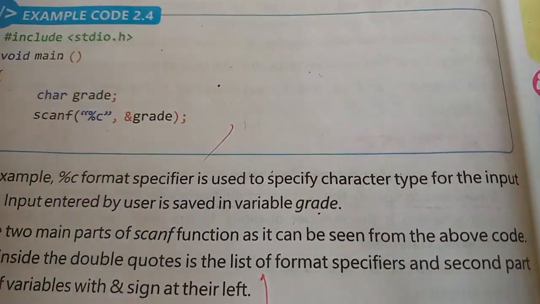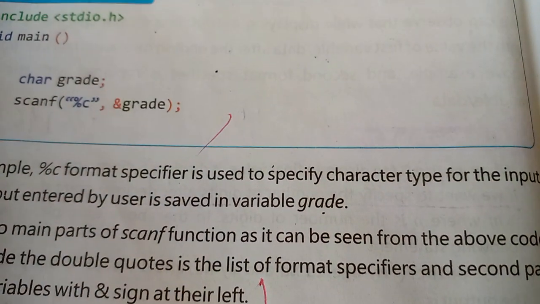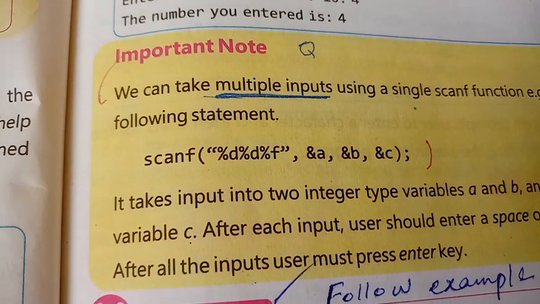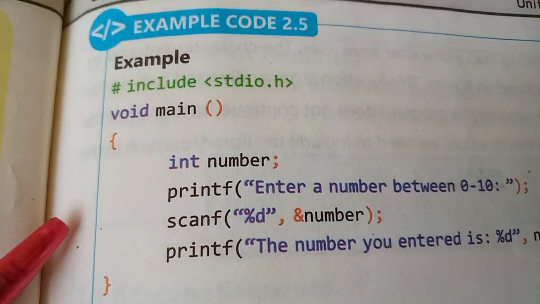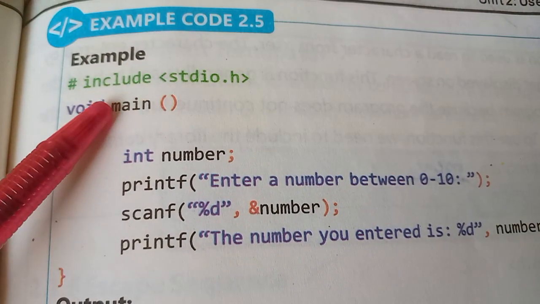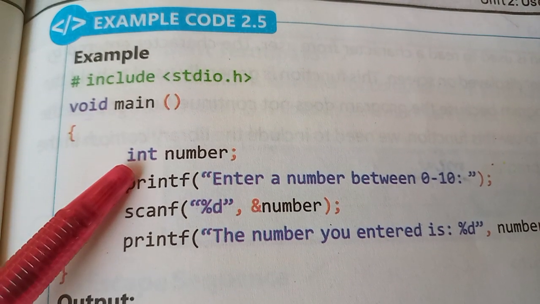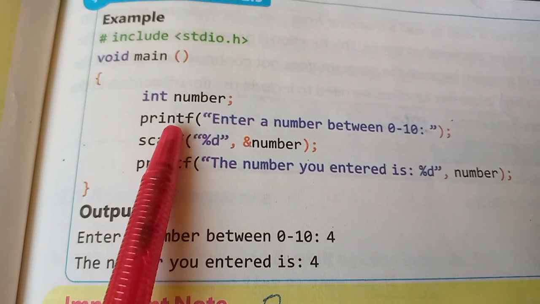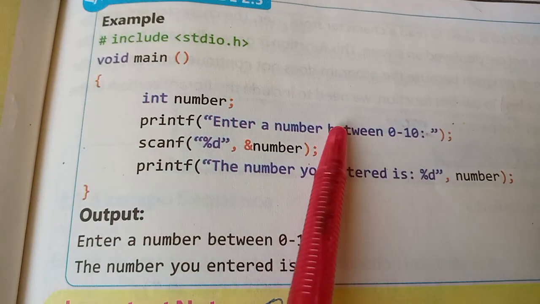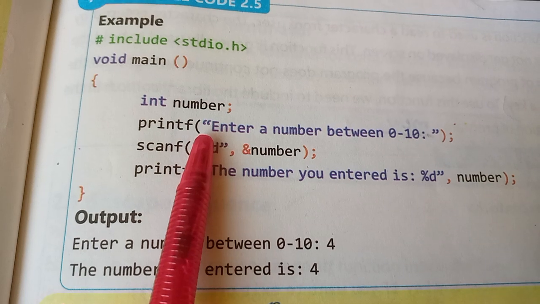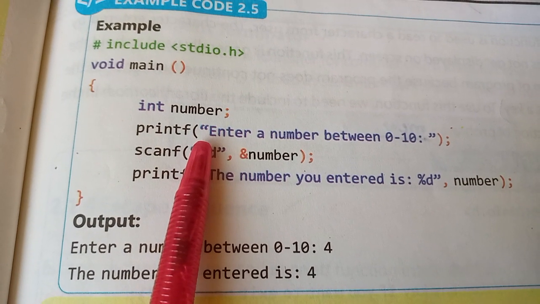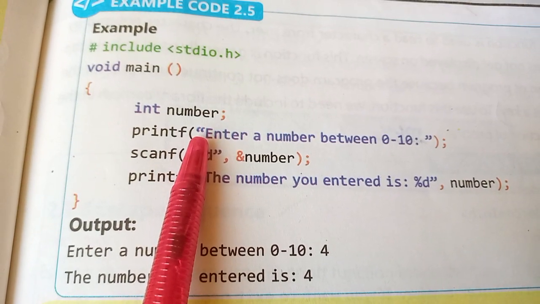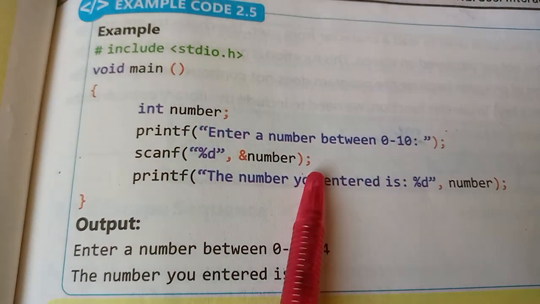So this is the long question, for which you will write some more text here. Here's another example that is given. In this example, the hash include statement is used, the main function is used, and int num declares a variable of data type int. After that, the printf function is used to display a message on the screen in which the information is written. The user will read this information and will be prompted as required in this statement: Enter a number between 0 to 10.